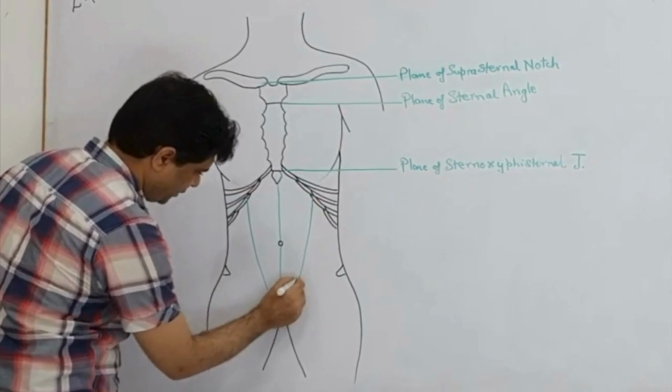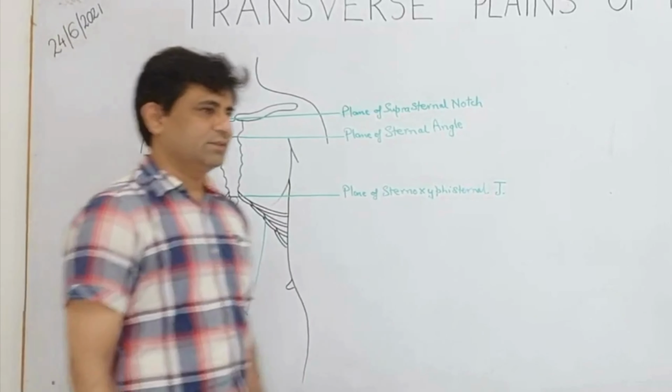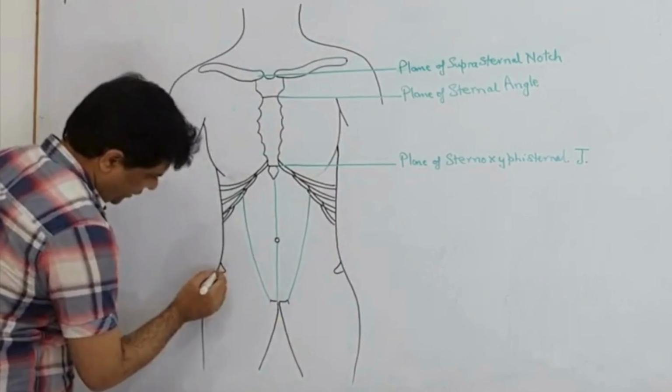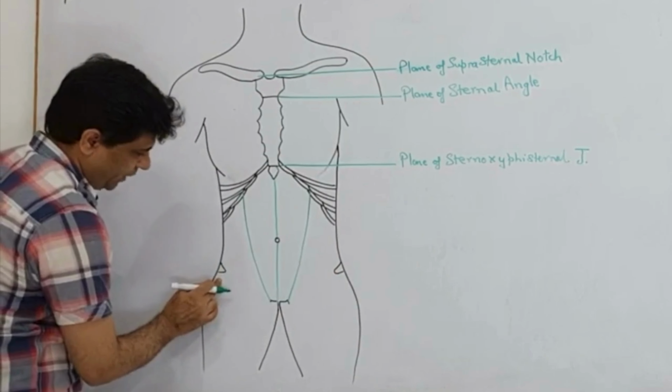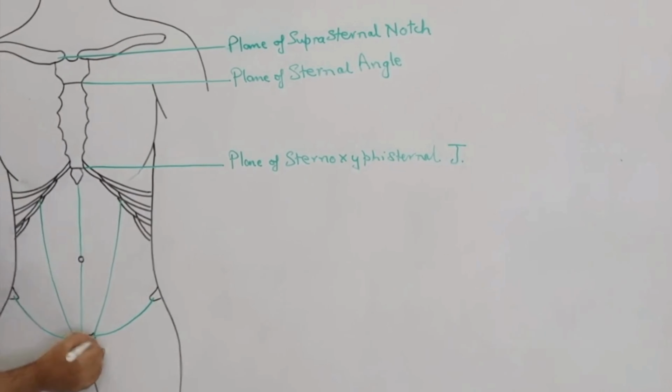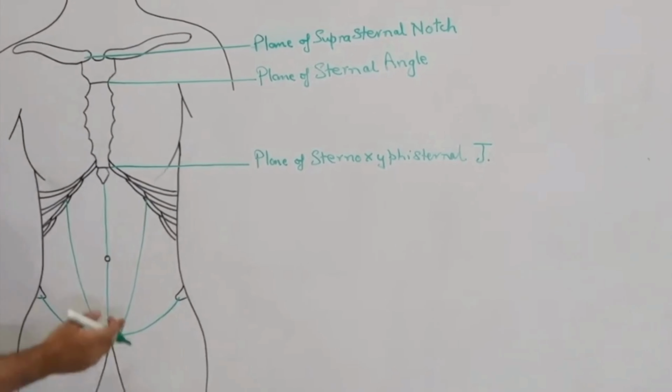From the tip of the ninth rib down below up to the pubic tubercle, on both sides you have this linea semilunaris, which is actually the lateral border of the rectus abdominis. Here from the ASIS, the anterior superior iliac spine, to the pubic tubercle, on both sides you have the inguinal ligament.